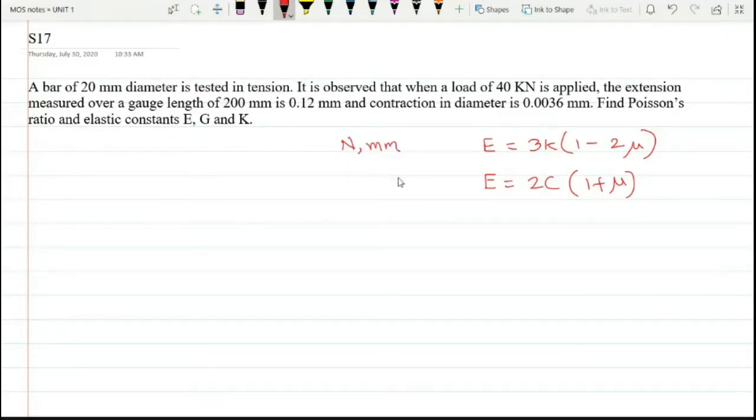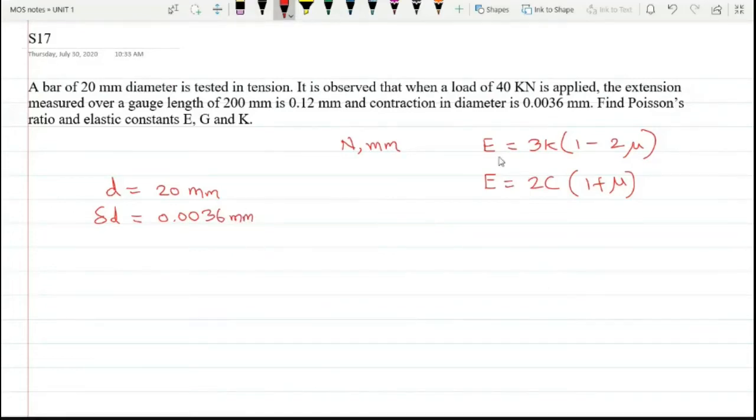Let us identify what the given data available for this particular problem are. You have a diameter D, which is 20 mm, and you also have the contraction in diameter, which is del D. So del D is also given, which is 0.0036 mm.